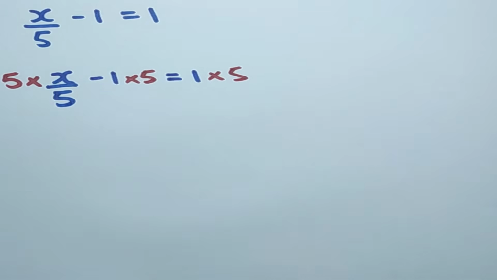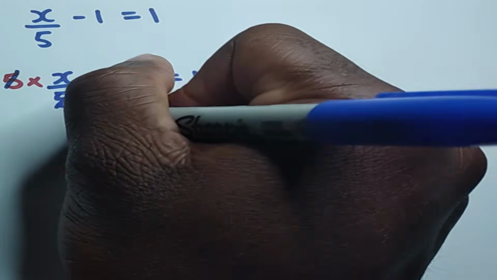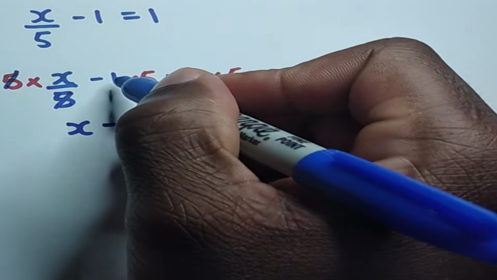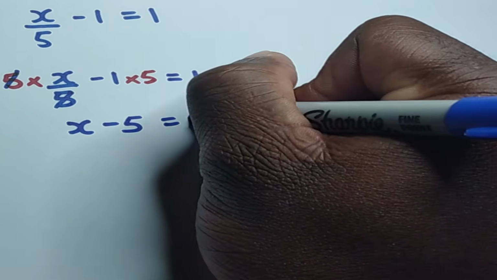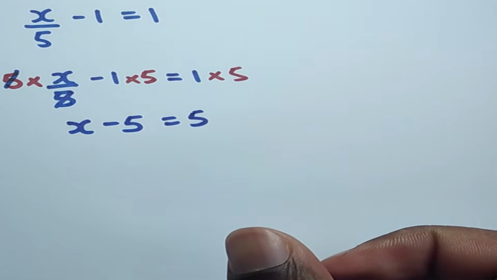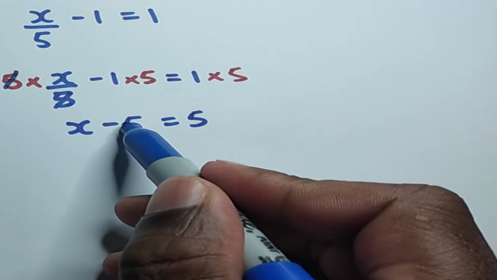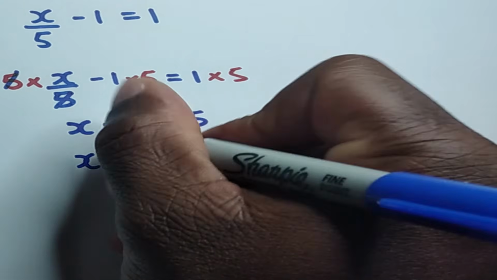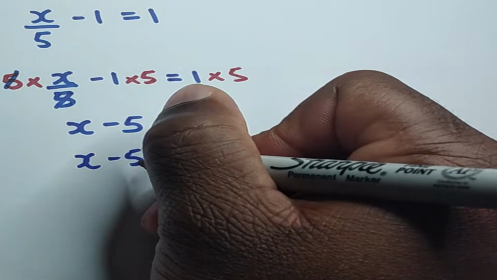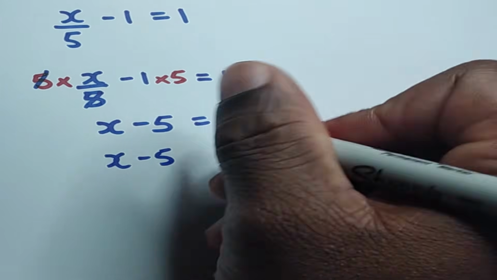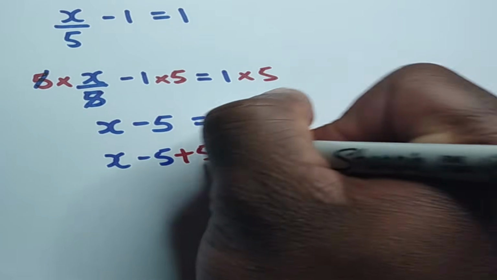Now what I can do is use this 5 to cancel this one right here, and I'll be left with x minus 1 times 5, which is 5, is equal to 1 times 5. I'll be left with 5. Now what we can do is simply get rid of this minus 5. So we have x minus 5. To get rid of the minus 5, again, we are required to do the opposite of the operation that is taking place. So the opposite of minus 5 is to add 5.